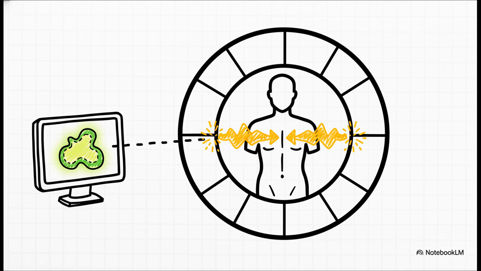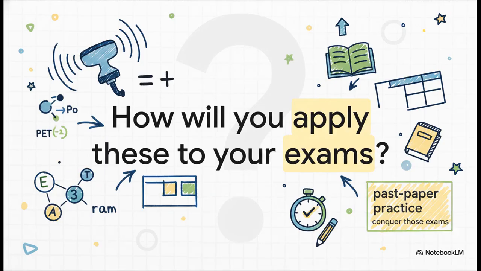By processing millions of these arrival times, an incredibly precise, colorful image of the tracer concentration is created. This shows doctors exactly where the biological activity is the absolute highest. And that wraps up our journey through Section 24. We've gone all the way from the mechanical oscillations of ultrasound to the quantum annihilation of PET scans, mapping out exactly what Cambridge expects you to know. The structured knowledge you need is right here.